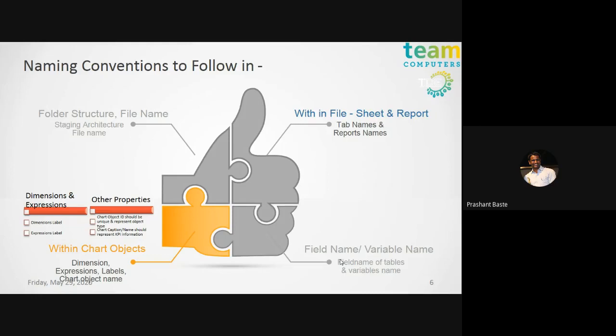If from the backend itself I have aliased all the field names, the first thing is that it is very easy to identify what all fields I need to add into the chart object. So your development time is saved. Secondly, when you are directly adding those dimensions and writing respective expressions, you don't have to put labels on all your dimensions. Again, your time has been saved.